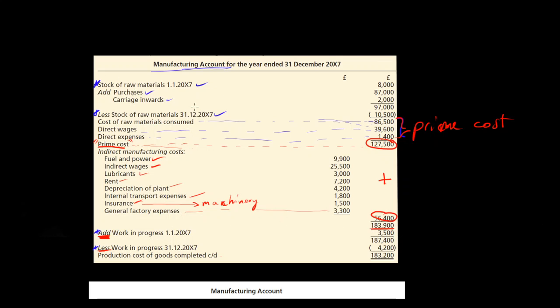So first, what do we do? First, we do the direct costs. In manufacturing account, we do the direct costs plus indirect costs, and then we find the answer, and then we adjust for work in progress. Everything will be given in the question. And finally, we find the production cost of goods completed. This will be transferred to your income statement.